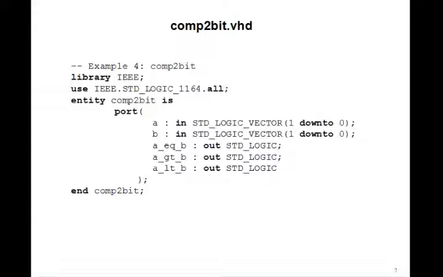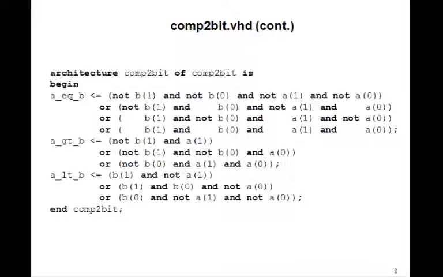So we can write our VHDL program. Here's the entity. The inputs A and B are each 1 down to 0, 2 bits. And the outputs A equal B, A greater than B, and A less than B are of type standard logic. Here's the architecture. We'll just write the 3 logic equations. Remember, for A equal B, we have to write out all the minterms, not B1 and not B0 and not A1 and not A0, and all these 4 minterms. A greater than B and A less than B are just the logic equations we derived from the Karnaugh maps.